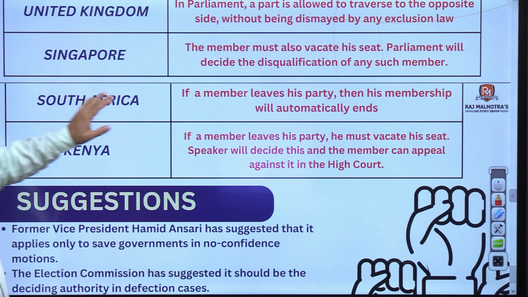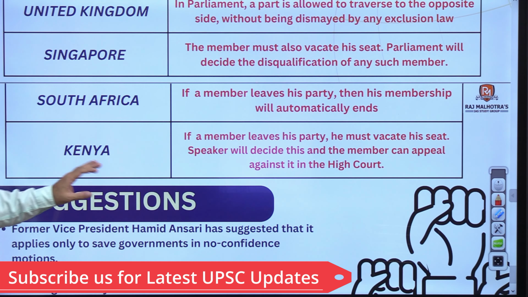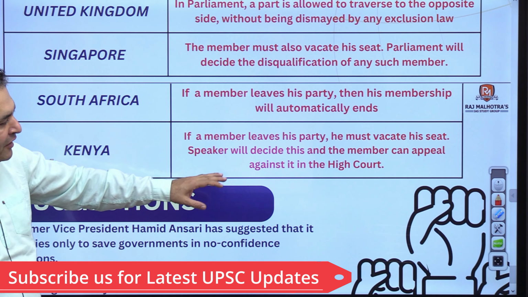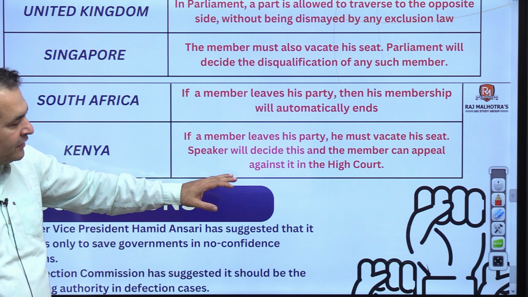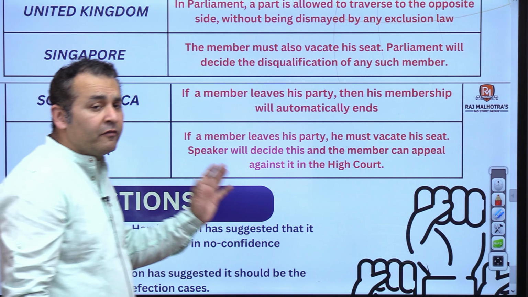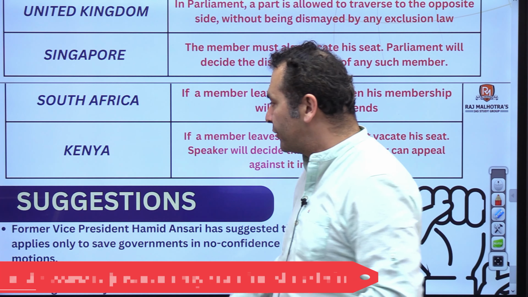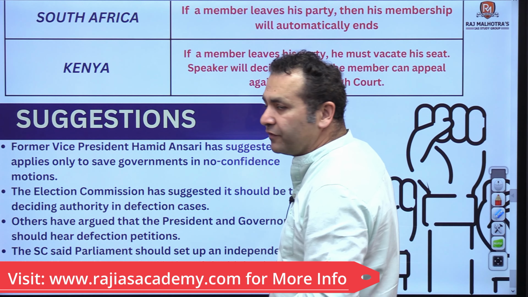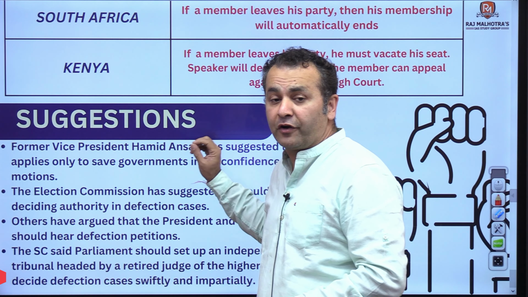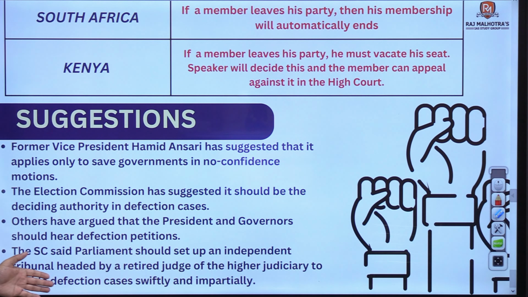South Africa, if a member leaves his party, then his membership will automatically end. Kenya, if a member leaves his party, he must vacate his seat. The speaker will decide this and the member can appeal against it in the High Court. Why do we have to cover all this? Because there is a comparison of the Indian political system with other countries. So there are some suggestions. This is more important for your mains or even in your interview. So there are some important suggestions given.